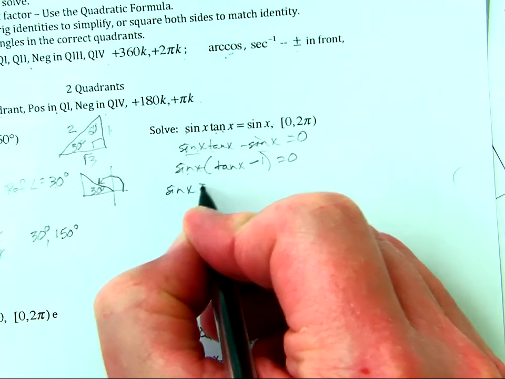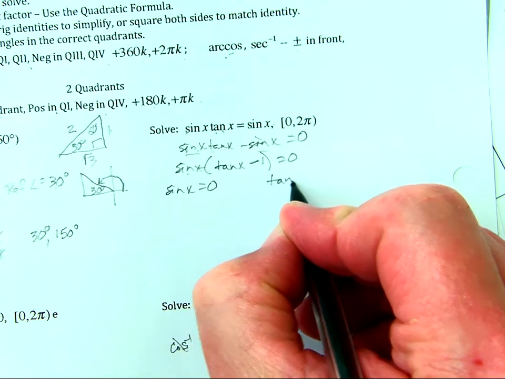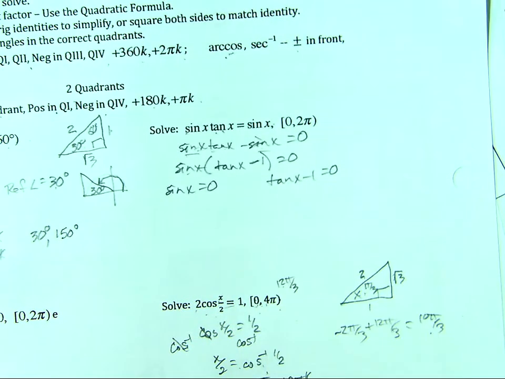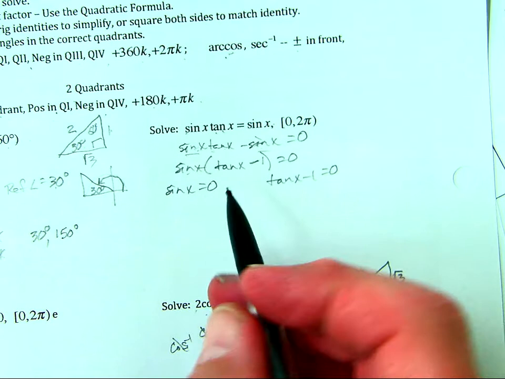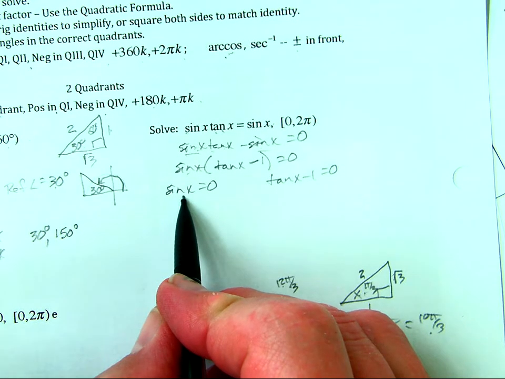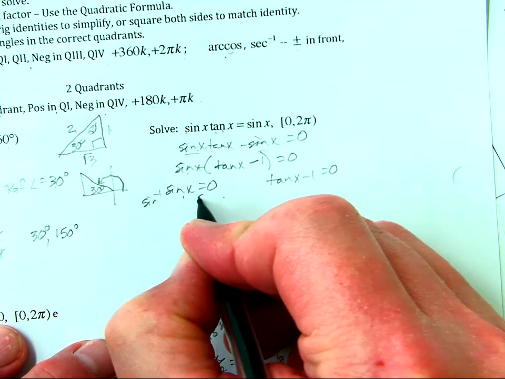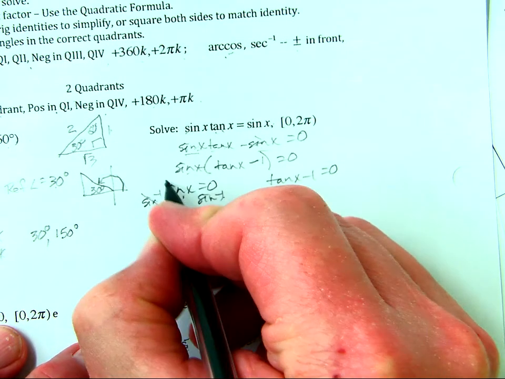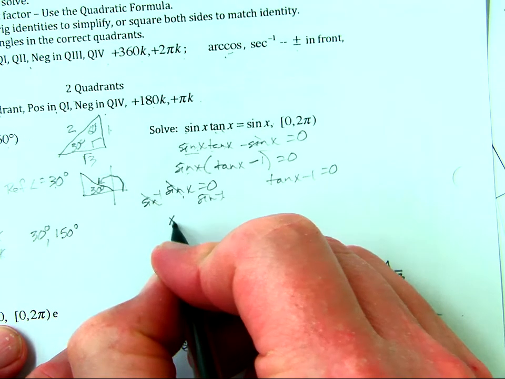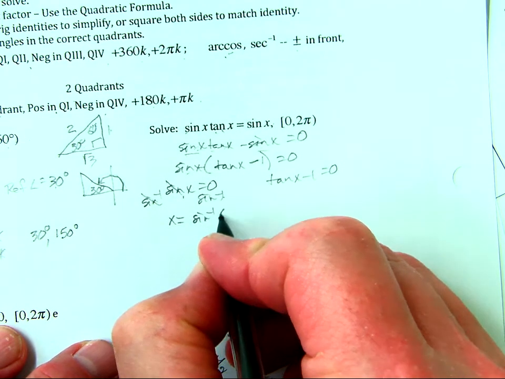So sine x equals 0. Tangent x minus 1 equals 0. Now we have two equations to work with. Now this one just has a single trig function. So we isolate it. It's already isolated. So now we take inverse sine of both sides to get rid of that sine. So we have x equals the inverse sine of 0.